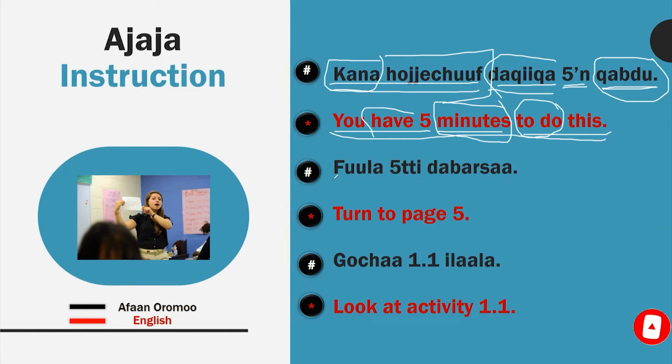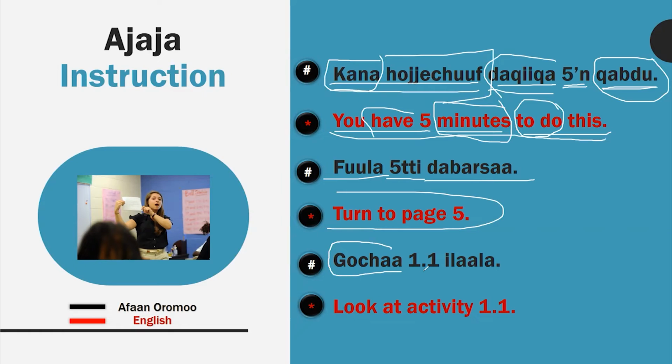Good. The next one is fuula shanitti dabarsa. Fuula shanitti dabarsa. Turn it to page 5. We can say like this. The other is gocha tokko tuqa tokko ilaala. Gocha tokko tuqa tokko ilaala means look at activity 1.1. Look at activity 1.1. Fantastic.